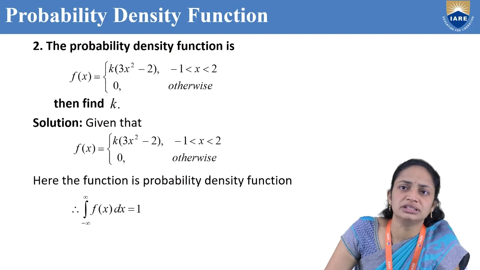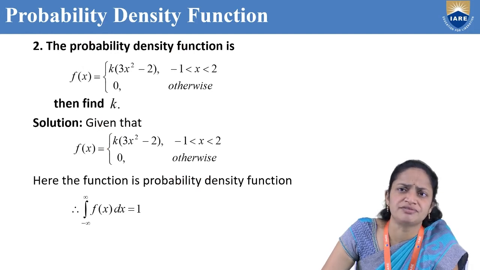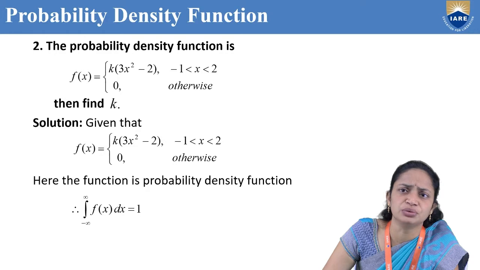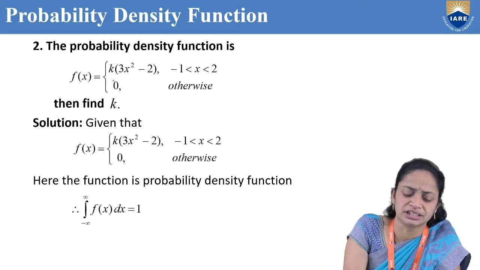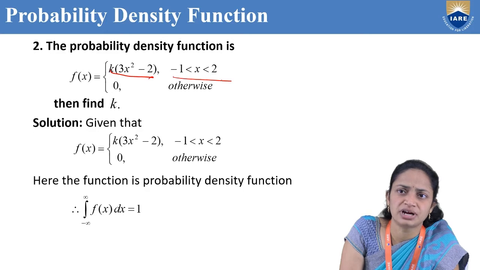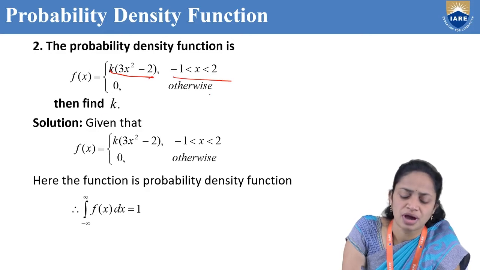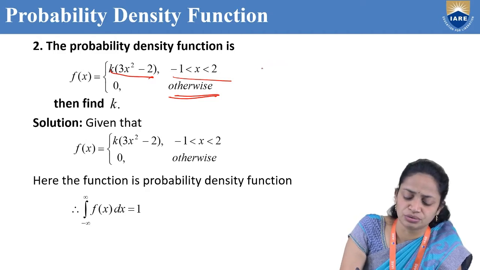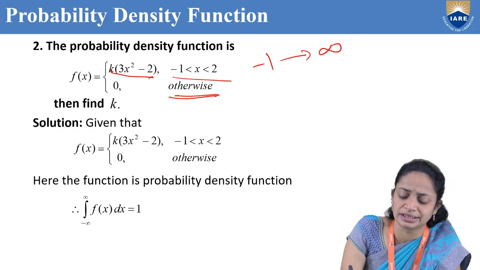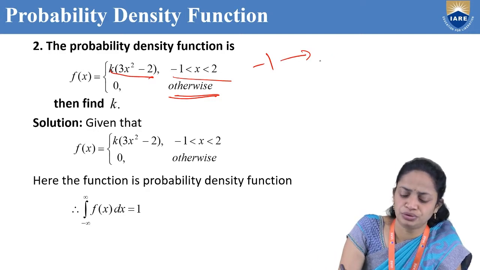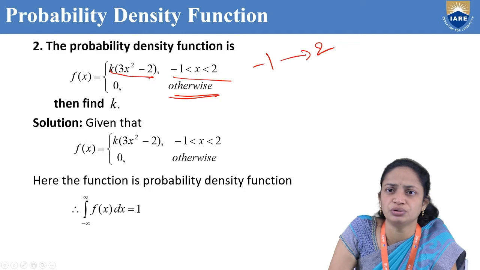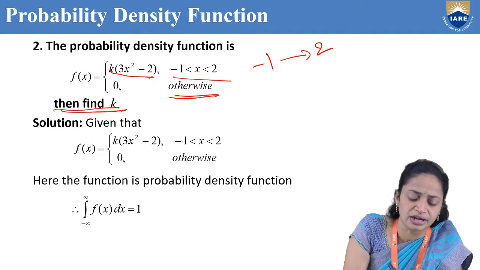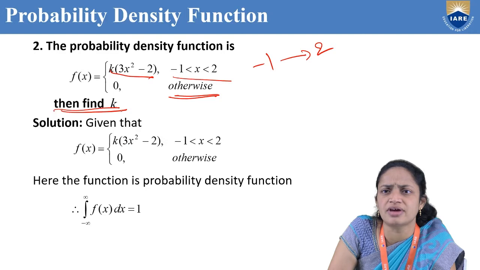The second problem: the probability density function is f of x equal to k into (3x square minus 2), where the limits are minus 1 less than x less than 2 and 0 otherwise. That means the limits will be minus infinity to minus 1 or 2 to infinity. Here the function exists only in the case of minus 1 to 2. So here we have to find only k. So how to find the k value?